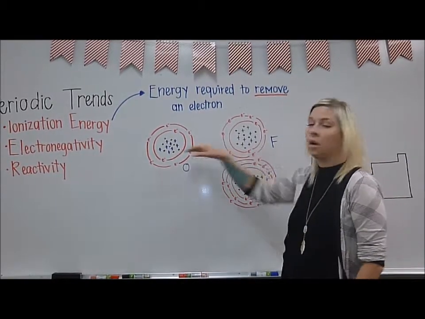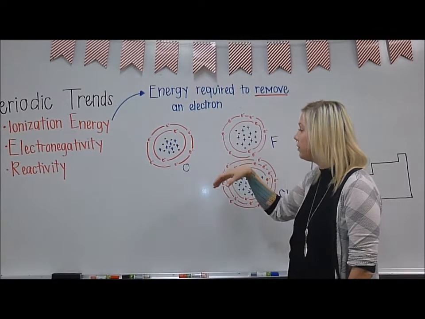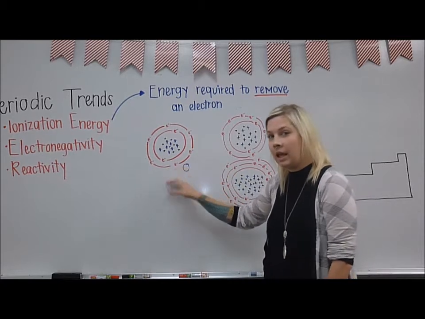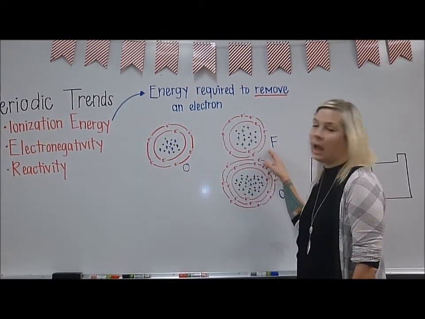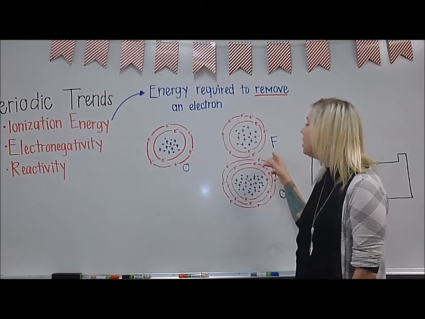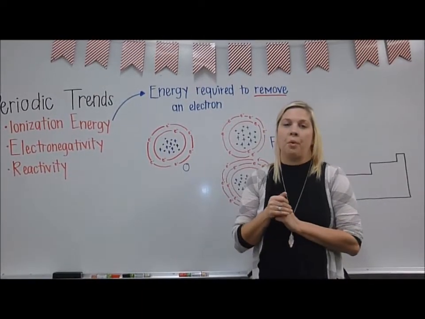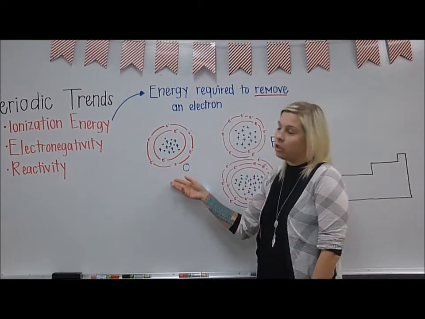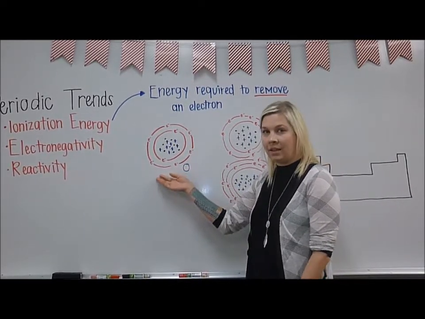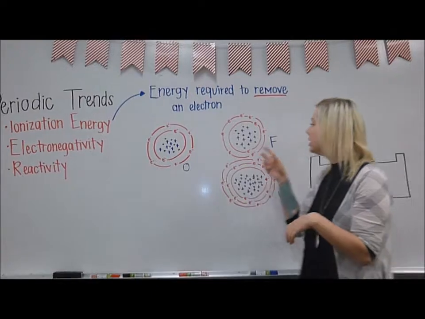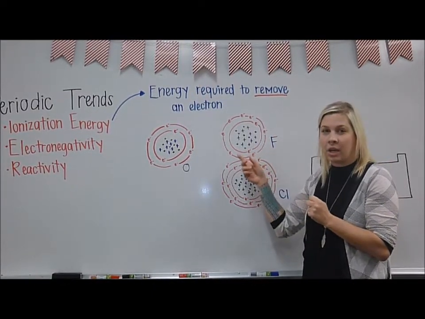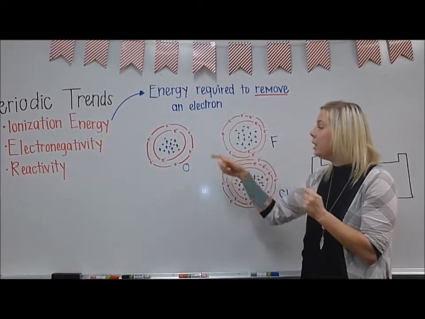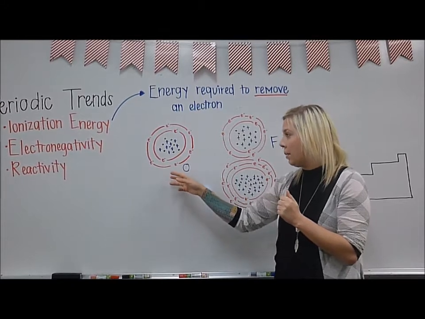Oxygen and fluorine go across a period, so we're going to look at those first. Oxygen has 8 protons and 8 total electrons, and fluorine has 9 protons and 9 electrons. If we think back to what we learned last class when we talked about nuclear charge, the proton to electron ratio here is 8 to 8, so that pull is coming from the 8 protons. Over here we have 9 protons pulling in. So there's a stronger pull from our fluorine than there is from our oxygen.